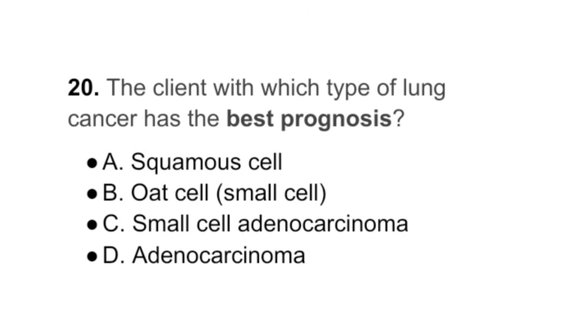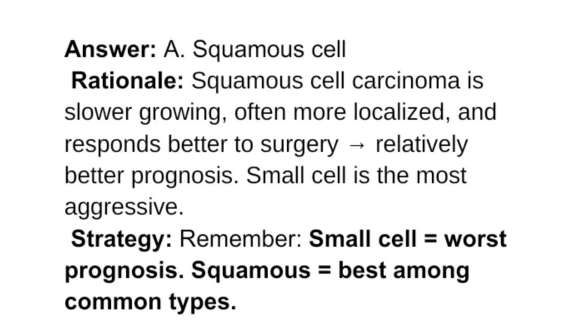20. The client with which type of lung cancer has the best prognosis? A. Squamous cell. B. Oat cell, small cell. C. Small cell adenocarcinoma. D. Adenocarcinoma. Answer, A. Squamous cell. Rationale: squamous cell carcinoma is slower growing, often more localized, and responds better to surgery. Relatively better prognosis. Small cell is the most aggressive. Strategy: remember, small cell equals worst prognosis. Squamous equals best among common types.